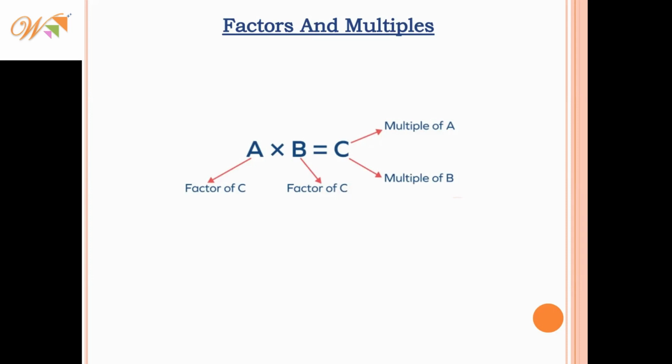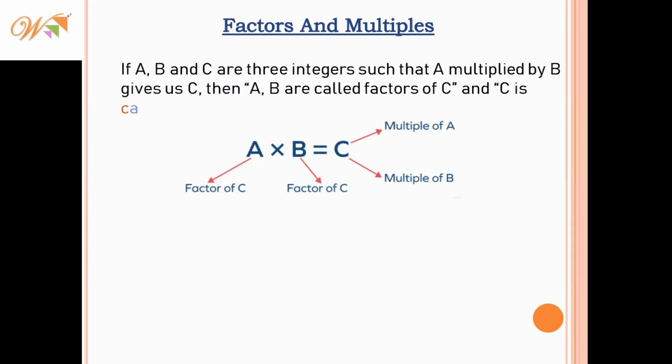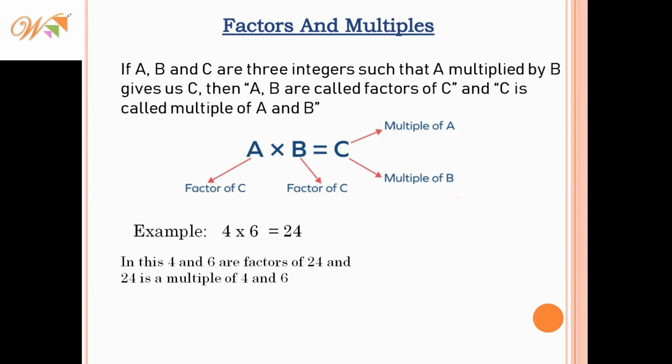So, let's say A, B and C are 3 integers, any numbers, such that A multiplied by B gives us C. Then A and B will be called the factors of C, and C is called a multiple of A, and C is also a multiple of B. For example, 4 times 6 is 24. So 4 and 6 are the factors of 24. And 24 is a multiple of 4, and 24 is also a multiple of 6.